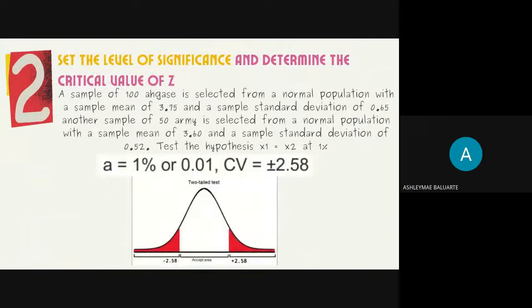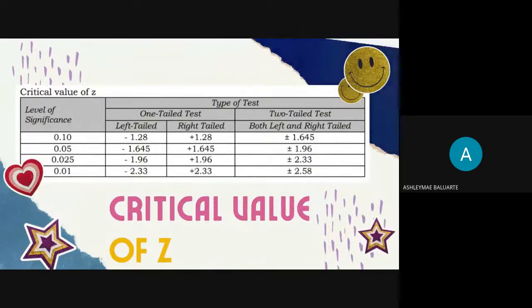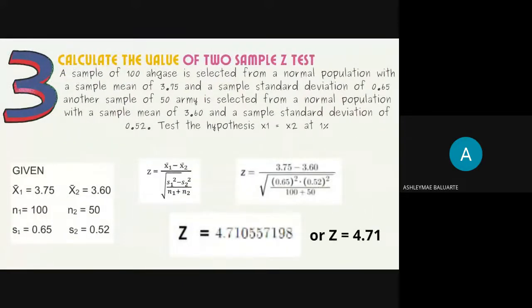For the second step, we need to set the level of significance. So our level of significance is 1%. So para mas madali natin siyang makuha, we need to go for the decimal. So magiging 0.01. And the critical value for 0.01 is positive negative 2.58. Okay, ang third step is to calculate the value of two sample z-tests.